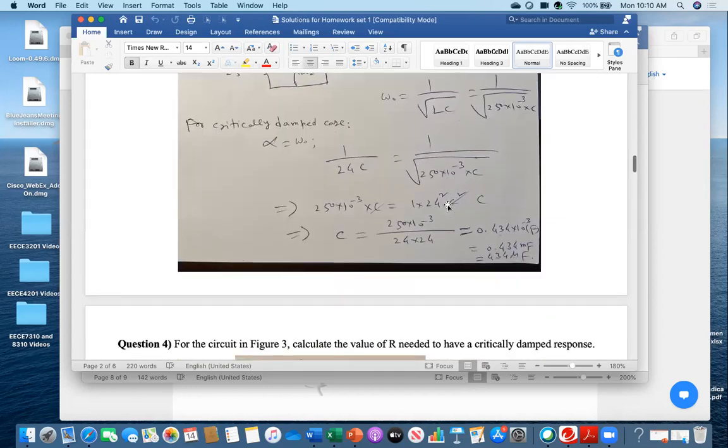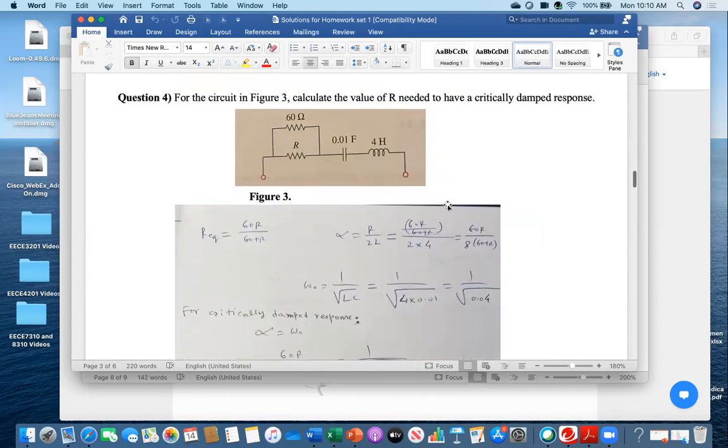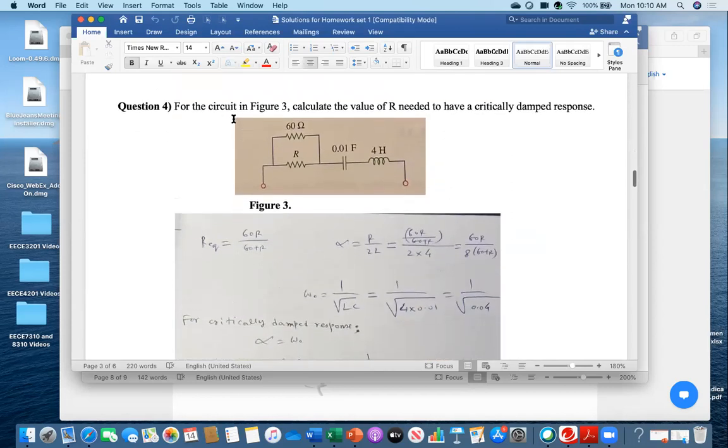Okay, that is fine. Then this one is also straightforward. For the circuit in figure 3, calculate the value of R needed to have a critically damped response. So first of all, these two mean the grounding, so this means that it is connected. Once you make the parallel of this one, this will be a series circuit. Everybody keep in mind, this is the grounding symbol, meaning that this is connected. So this is a series circuit.